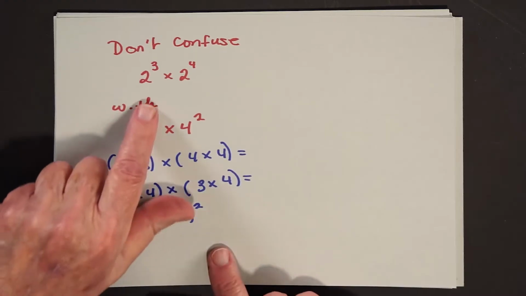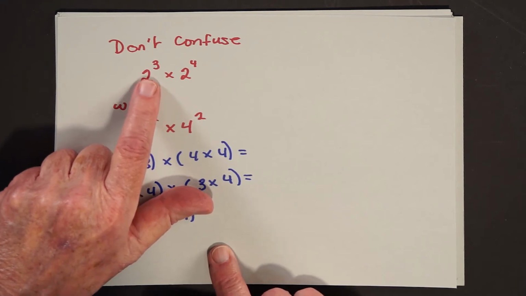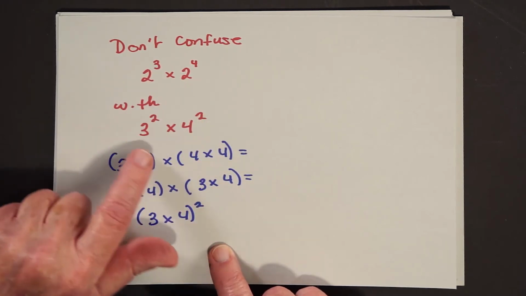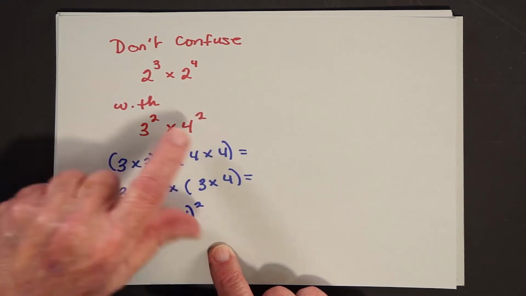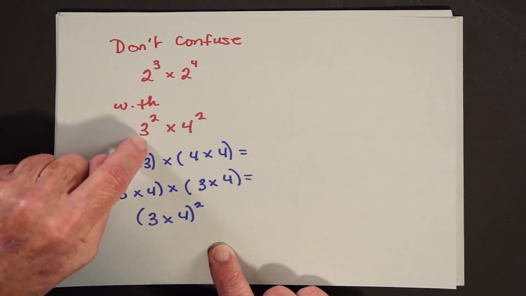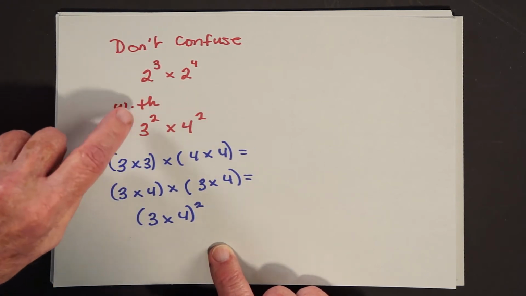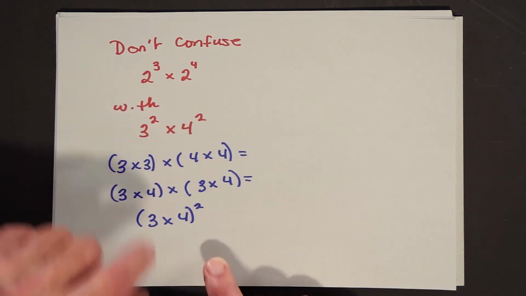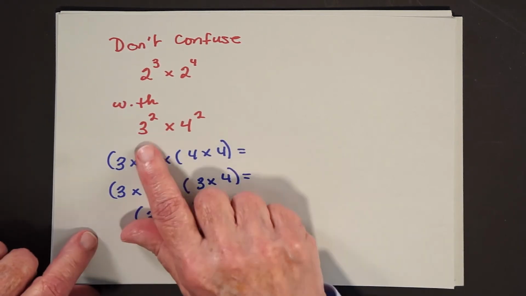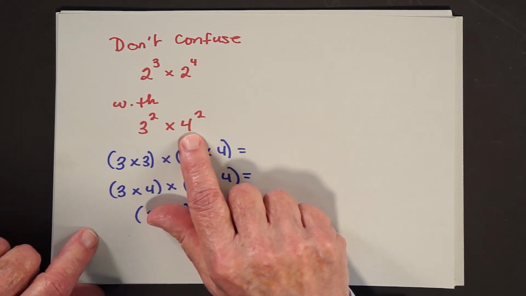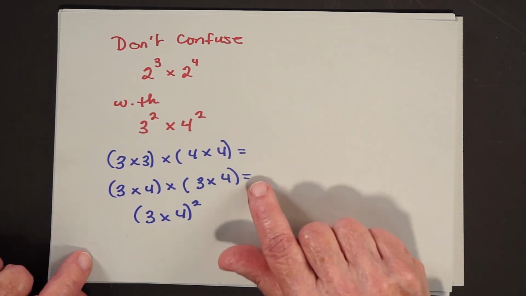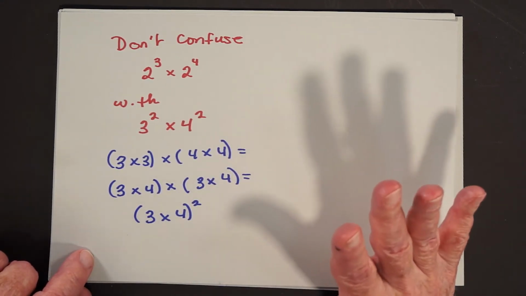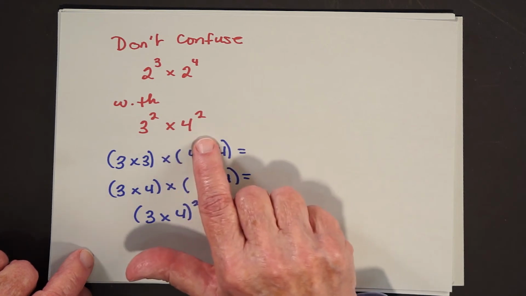When you're memorizing, all kinds of crazy things can happen. For example, there's a tendency to confuse 2 to the 3rd times 2 to the 4th with 3 to the 2nd times 4 to the 2nd. What's the difference between these problems? All I did was interchange the exponent with the base. Now, to see what's happening over here, all I have to do is go back to the basic definition. I don't know what the rule is going to be. I'm just going to go back to the basic definition.